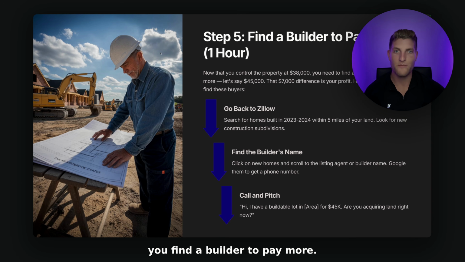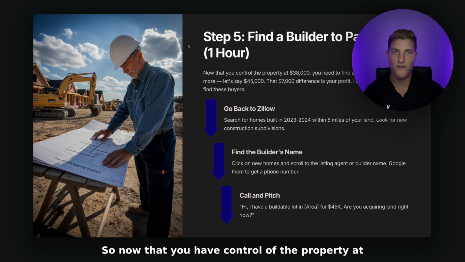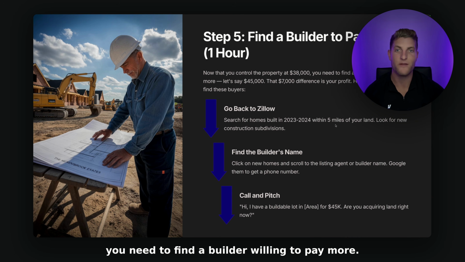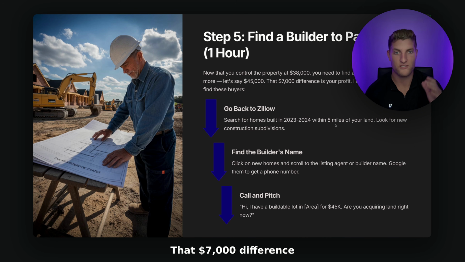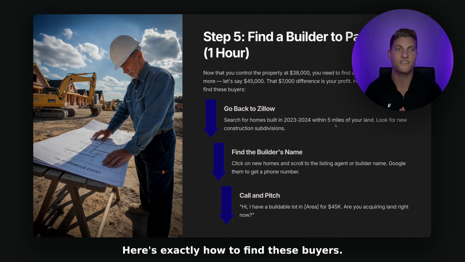Step 5, you find a builder to pay more. So now that you have control of the property at $38,000, you need to find a builder willing to pay more. So let's say $45,000. That $7,000 difference is your profit. Here's exactly how to find these buyers.